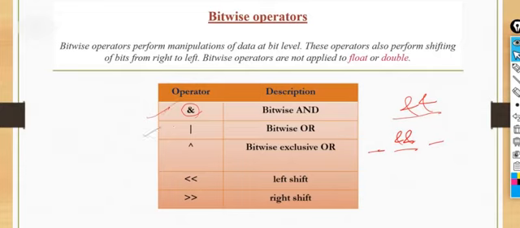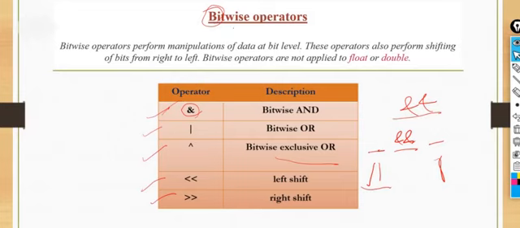Same for bitwise OR. If you write the separator two times, that means logical OR, and a single one is bitwise OR. This is exclusive OR, bitwise exclusive OR, also known as XOR. You have studied it somewhere, right? Then left shift and right shift. We are taking an example to get a better understanding of these bitwise operators. As the name indicates, it works on bits. So what are the bits? 0 and 1.